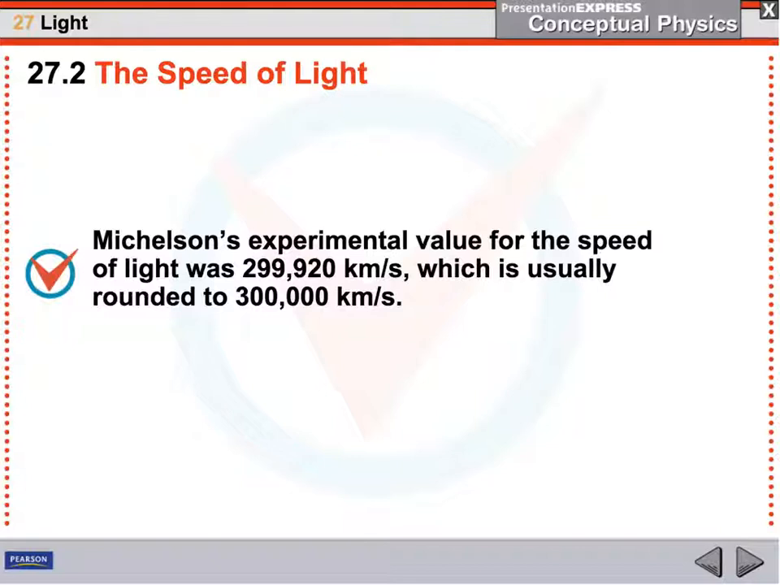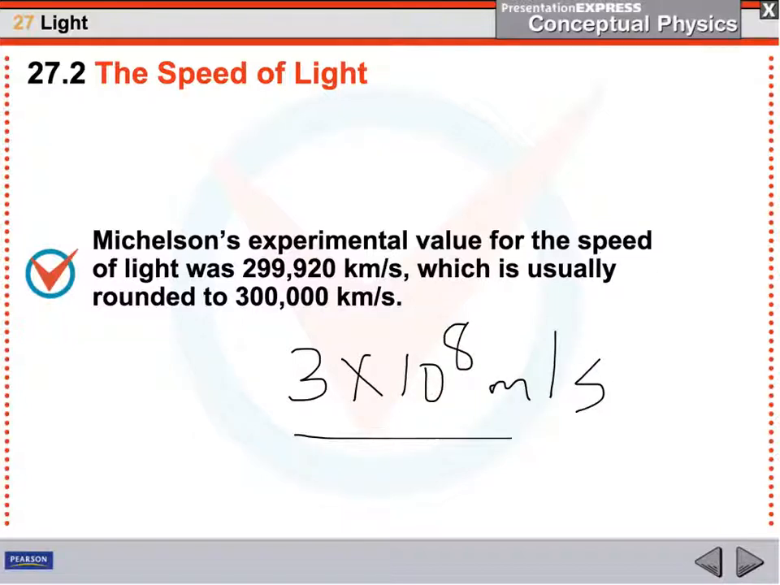Michelson's experimental value for the speed of light is 299,920 kilometers per second, which is usually just rounded to 300,000 kilometers per second. Or a lot of times we say 3 times 10 to the 8th meters per second. This is our standard for the speed of light.